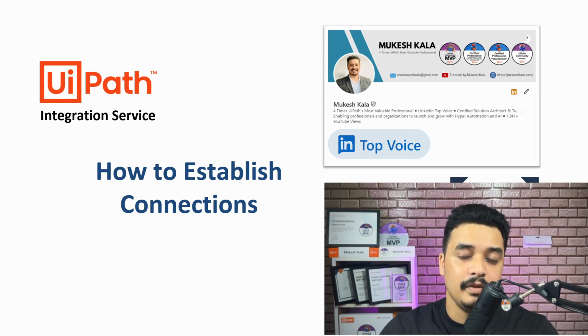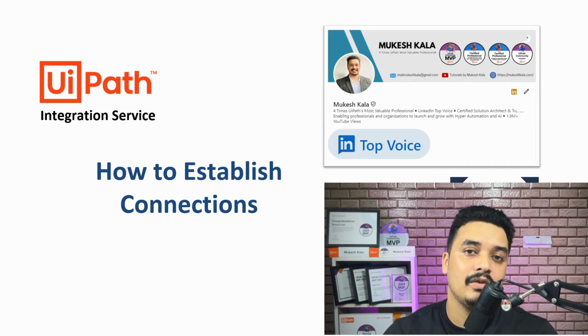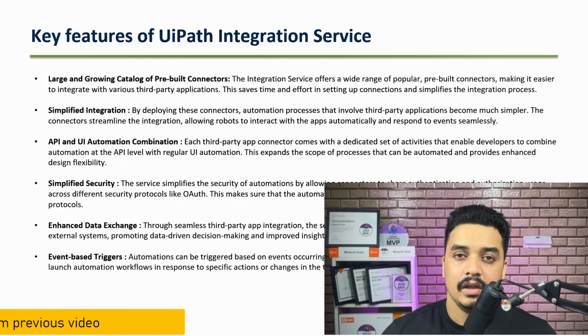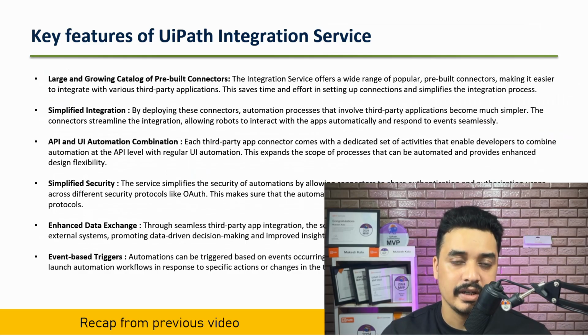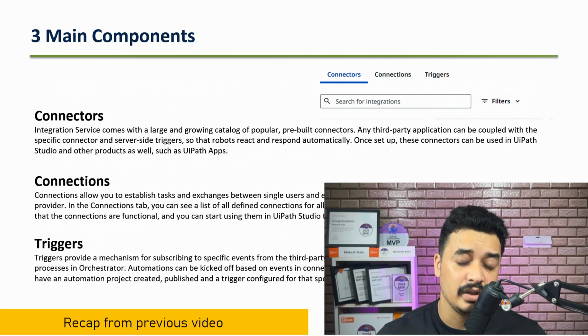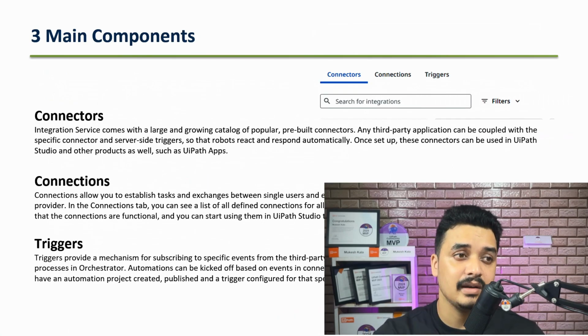Before getting started, let's have a quick recap of what we covered in the previous video. We have UiPath Integration Services, which allows features like simplified integration, API with UI automation, simplified security, enhanced data access, and event-based triggers. These were some of the features integration services provides to us. We understood that there are 3 main components: connector, connection, and triggers.